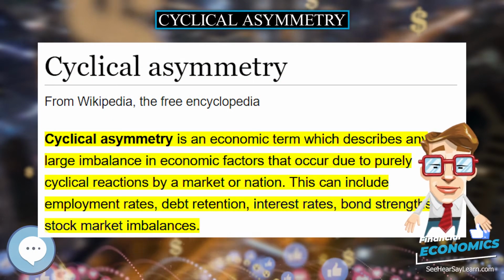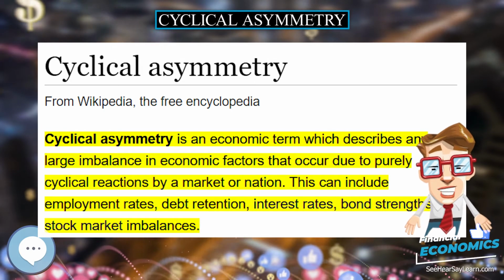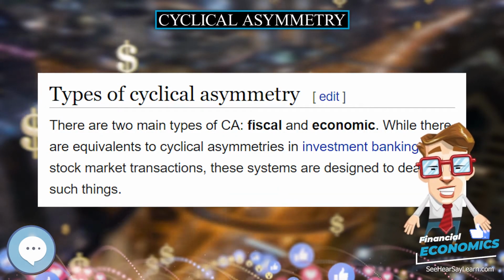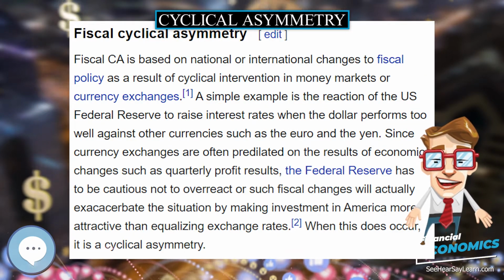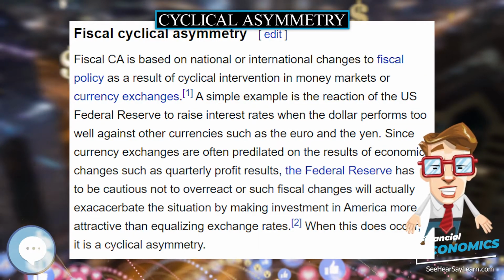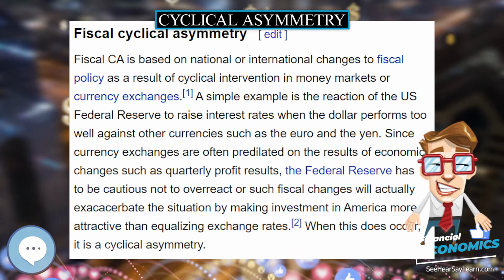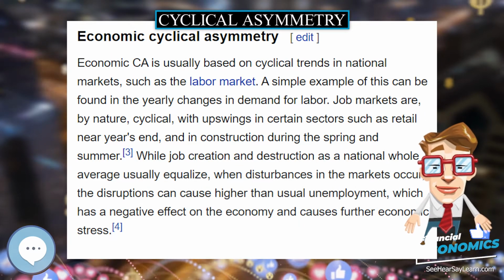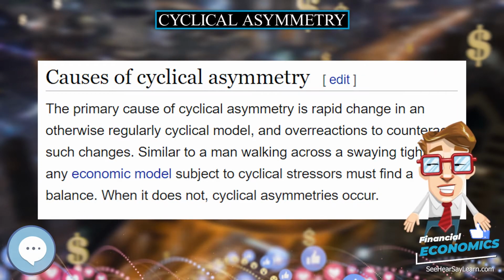Cyclical asymmetry. Cyclical asymmetry is an economic term which describes any large imbalance in economic factors that occur due to purely cyclical reactions by a market or nation. This can include employment rates, debt retention, interest rates, bond strengths, or stock market imbalances.